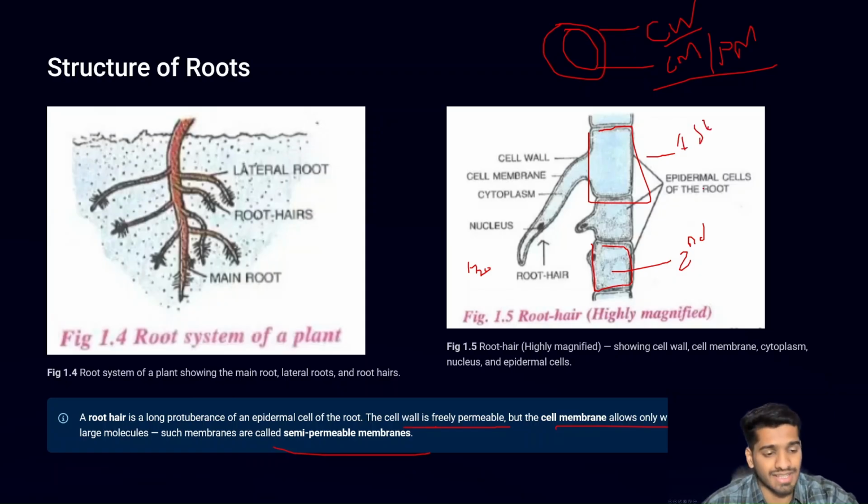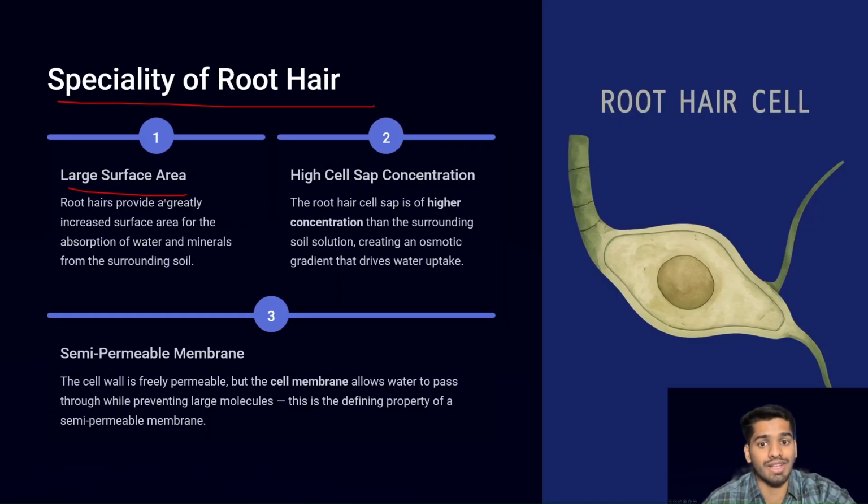Now the surface area. This cell does not have a root hair. If it is going to absorb water, it is going to absorb water from only this region. So it has a very limited surface area for the absorption of water. But if you look at this cell, it has this much area or region for the absorption of water. So the root hair is going to increase the area. It is going to give a larger surface area for absorption of water. So the more the root hair, the more the absorption of water.